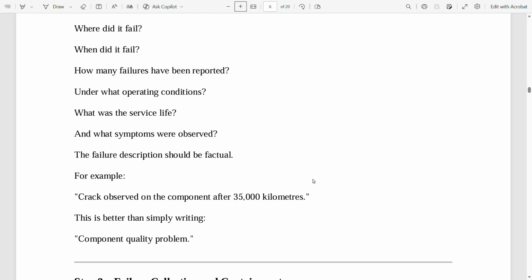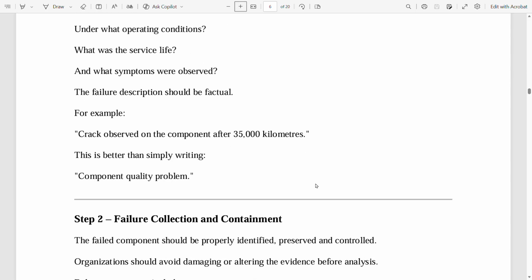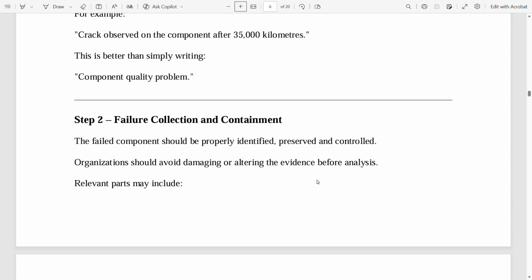Under what operating conditions? What was the service life? And what symptoms were observed? The failure description should be factual. For example, crack observed on the component after 35,000 kilometers. This is better than simply writing component quality problem.